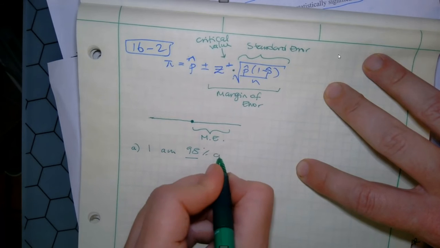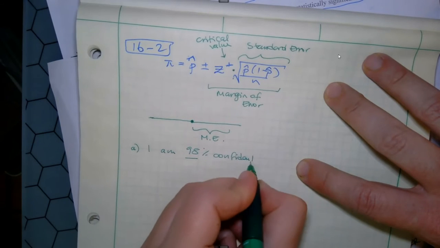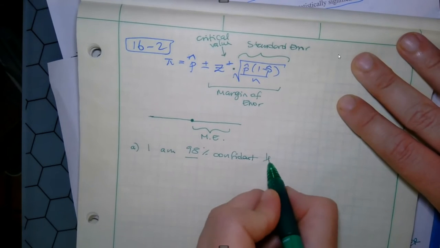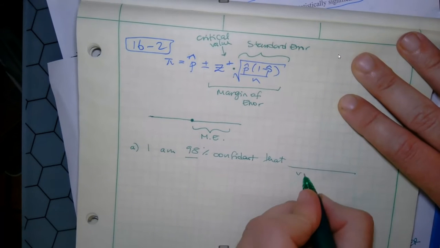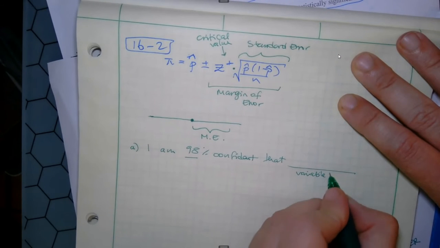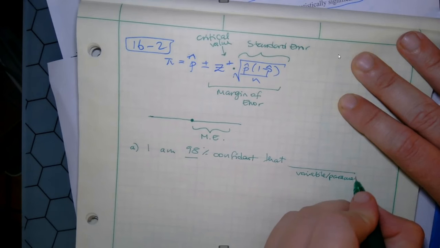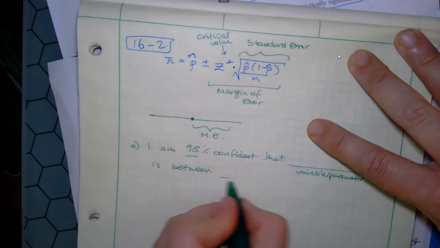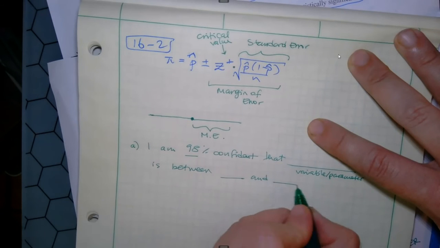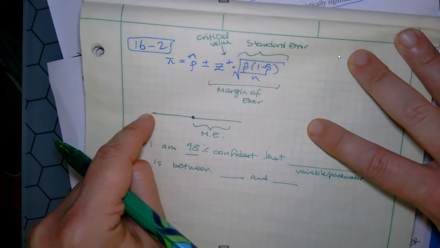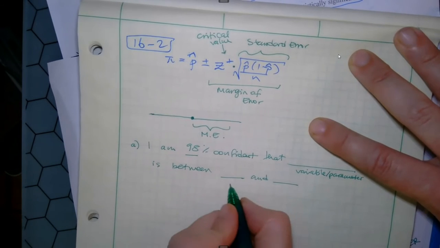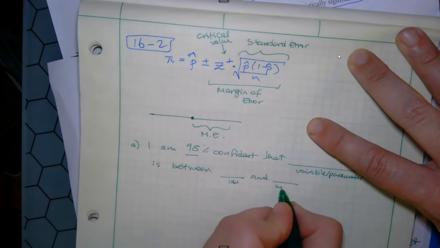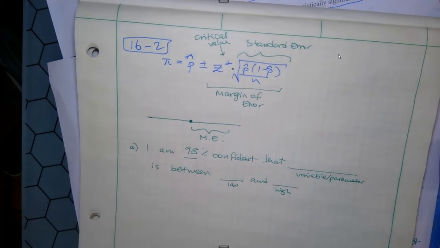Okay, so if I want to be 98% confident, this is where that number comes from. The name of your variable, the parameter, the thing you're estimating, is between a low and high value. So the low value being what we got when you subtracted, and the high value added. So how do we get the 98% of the question?